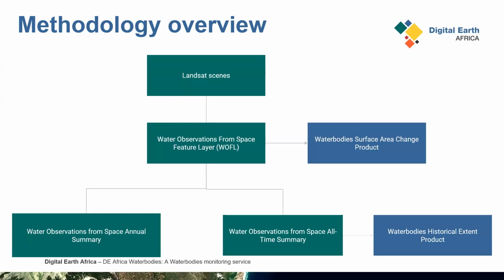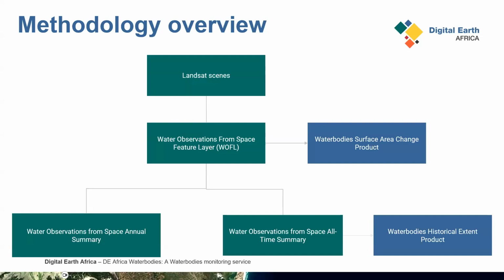So the methodology overview of how the water body was obtained. You have two products: the surface area change product and the water body historical extent product. The parent satellite imagery is the Landsat scene. From the Landsat scene, the Water Observations from Space product was formed, and through that you get the water body surface area change product. Then the all-time water observation summary is where we got the water body historical extent product from.